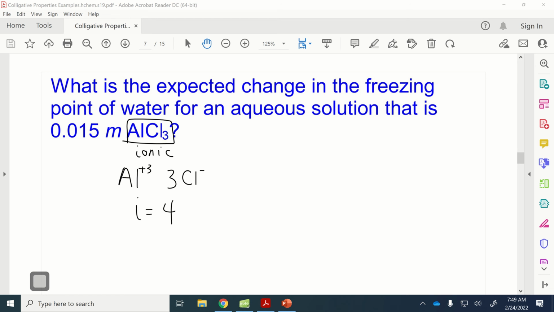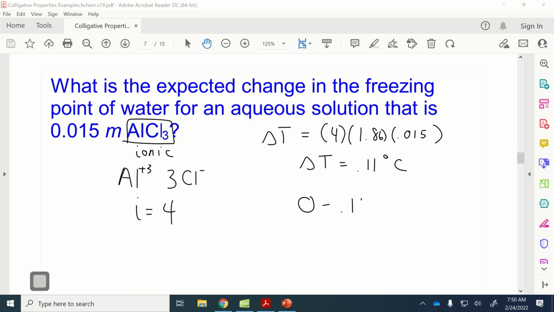So for this one, the change in temperature would equal 4, the Van Hoff factor, times 1.86 times 0.015 molal. So 4 times 1.86 times 0.015. The change in temperature there is 0.11. With our numbers here, we got 2 sig figs, so basically 0.11 degrees Celsius. And then we go 0 minus 0.11 equals negative 0.11 degrees Celsius. And that is your change in temperature.